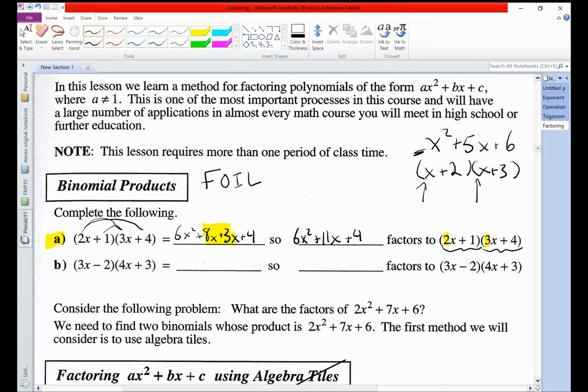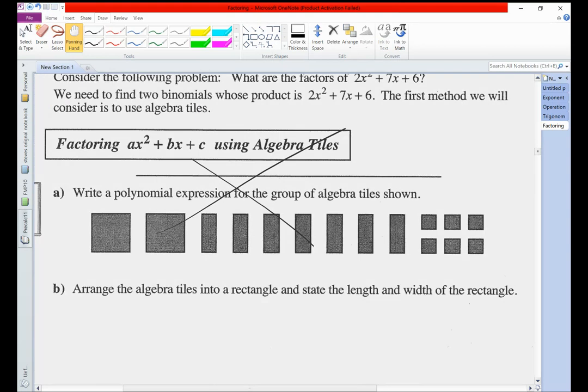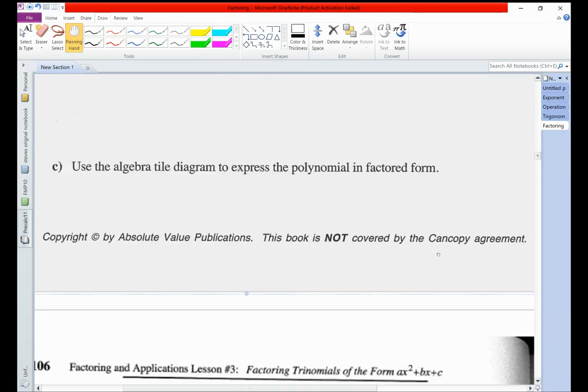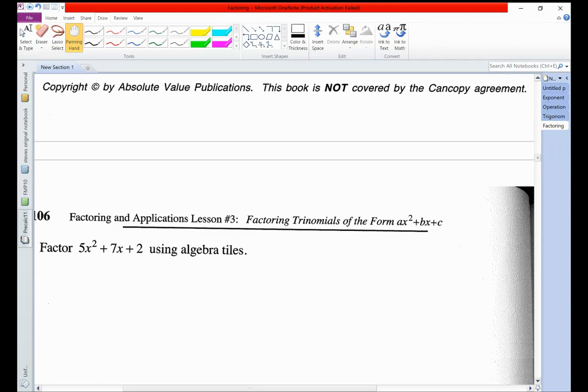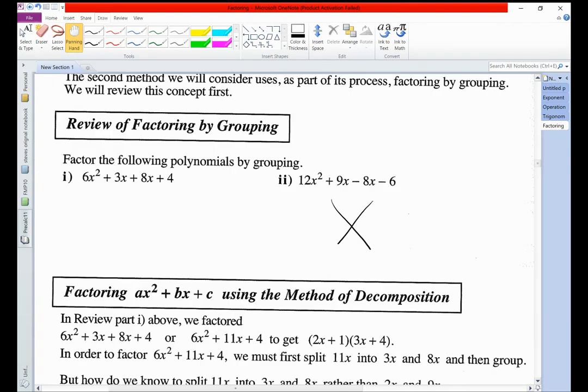I'm not going to do the next one. I just wanted to show you that we're going to skip algebra tiles. I think it's more confusing than anything. We're going to review a little bit of factoring by grouping. This is kind of the second step of decomposition. So I just want to review it really quick.